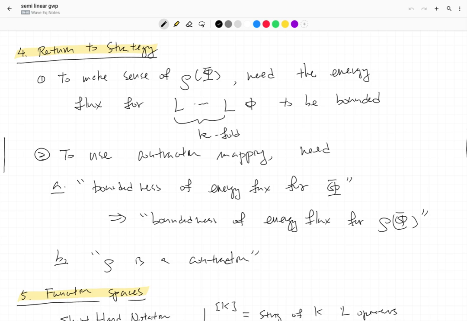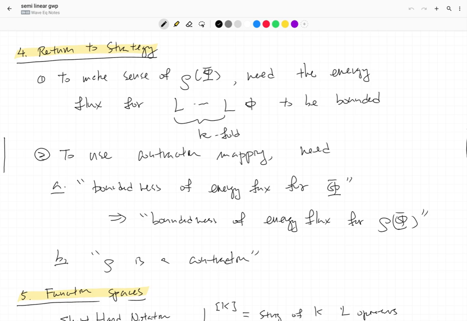This particular mapping rho, we have shown that it can be well defined, provided we have the energy flux of the k-fold L derivative of the input through every single hyperboloid being bounded. If we have this uniform boundedness property, then we can actually make sense of the rho mapping. So we're going to try to upgrade this and actually get this to be a contraction mapping.